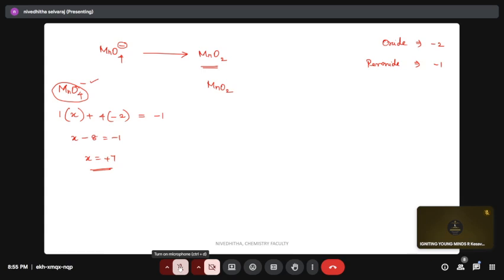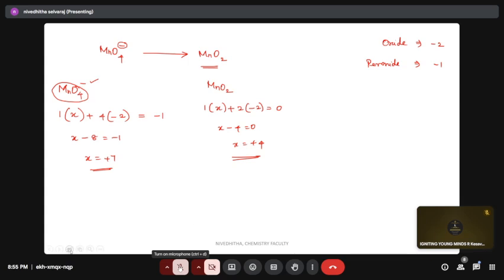+4, ma'am. Yes, it is +4 because I have only one manganese and the oxidation state of manganese is to be calculated. I have 2 oxygen and the oxidation state of oxygen is -2, which is equal to the charge, and I have no charge on the top. So it is equal to 0. So x - 4 is equal to 0. So x is equal to +4. So the oxidation state went from +7 to +4. So whether it is oxidation or reduction? Ma'am, reduction, ma'am.